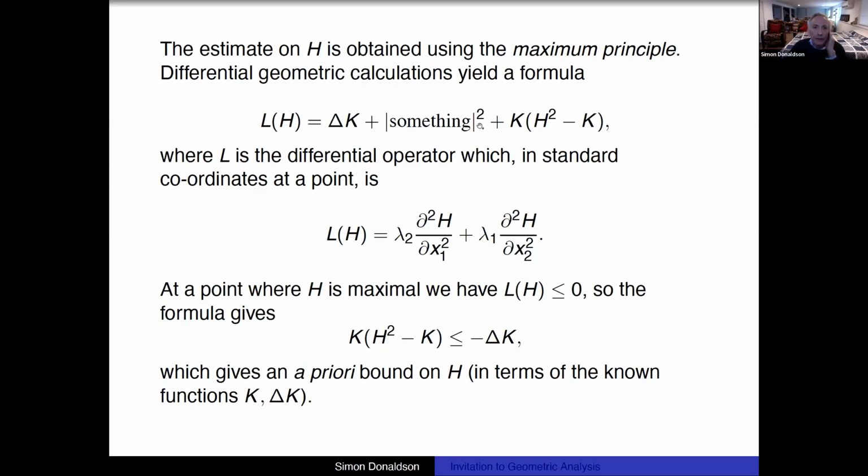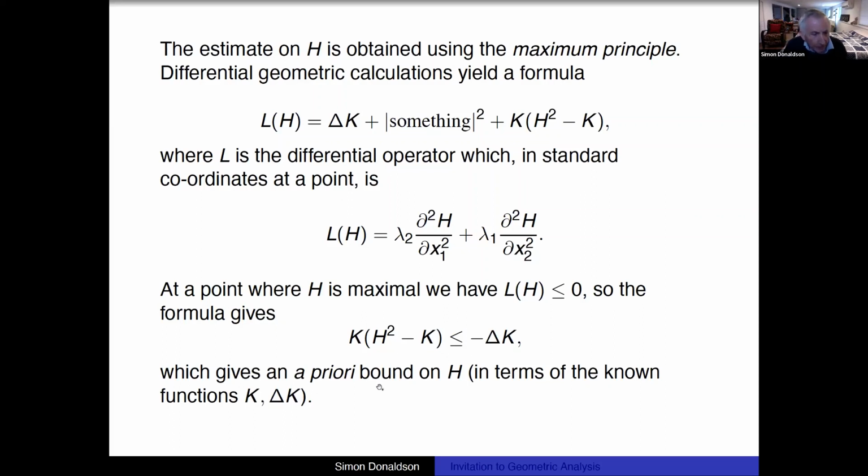This term here is something positive. The Laplacian of K is determined by the metric, so it's some known function on our surface. So we get an inequality of this form. And then, of course, the crucial thing is, again, the sign here. If we had the opposite sign, then this would not tell us anything useful. But because we have the good sign here, this inequality gives a bound on H at this point, which is the maximum value of H, in terms of things that we know.